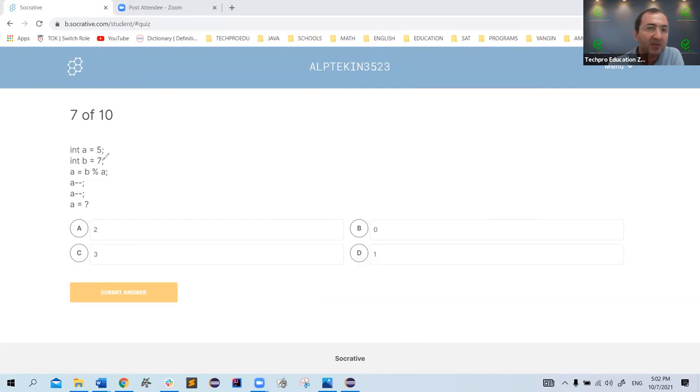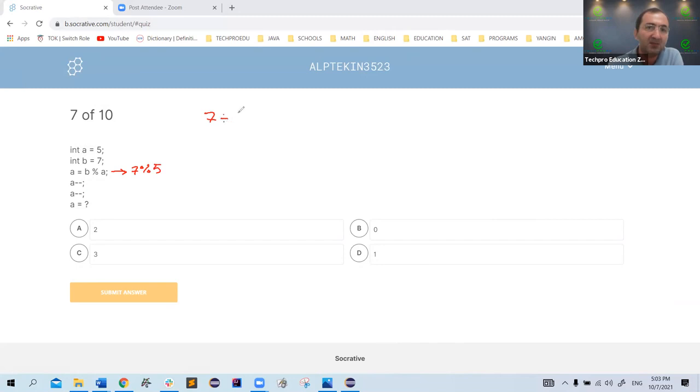Integer A is 5, integer B is 7. Now we are defining a new value for A. What is it? Look at the modulus operator. Here we have B modulus A. B is 7, modulus A, A is 5. So we will find the remainder.